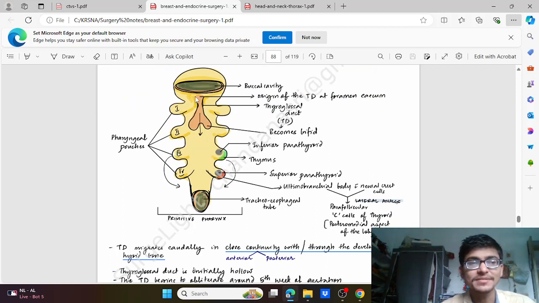So in the diagram, as you can see, from the buccal cavity near the foramen cecum, the median thyroid anlage starts descending through the thyroglossal duct, and it becomes bifid, and it traverses down to the thyroid region near the fourth pouch and cleft.